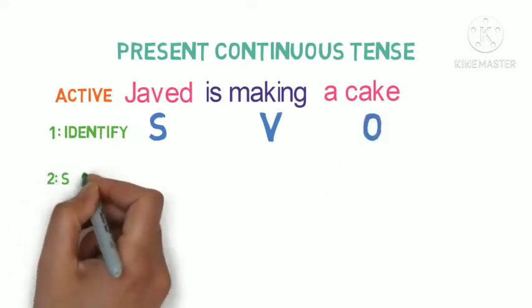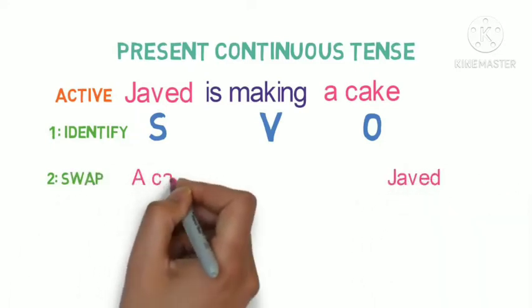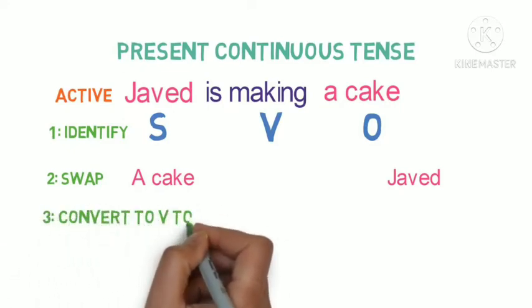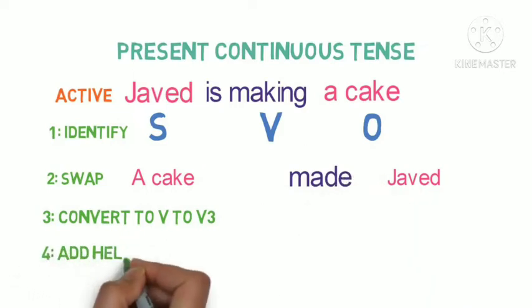Next one, swap, the interchanging of subject and object. So Javed should be written as an object and a cake as subject. We need to write like this. Then convert the main verb into V3 form. Make will change into made.